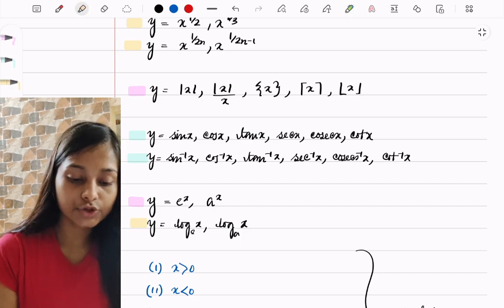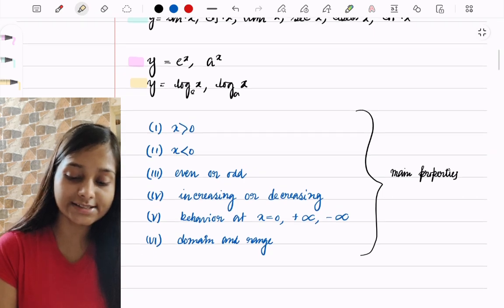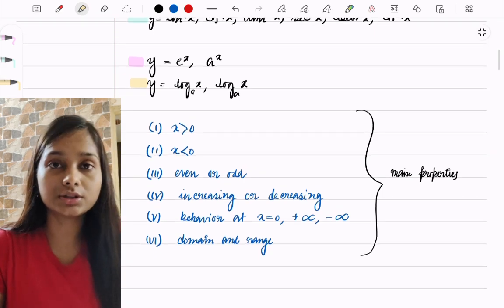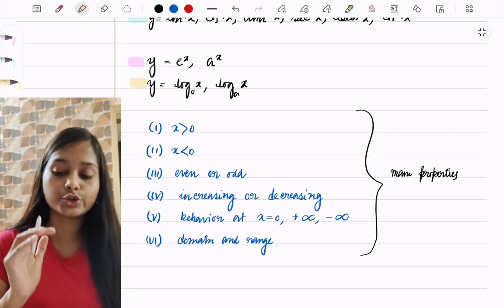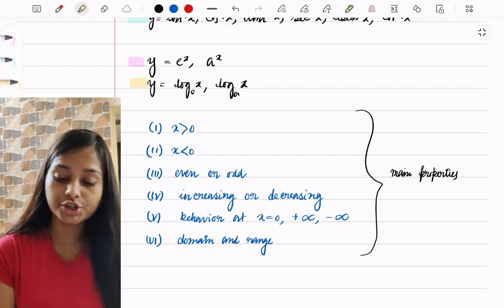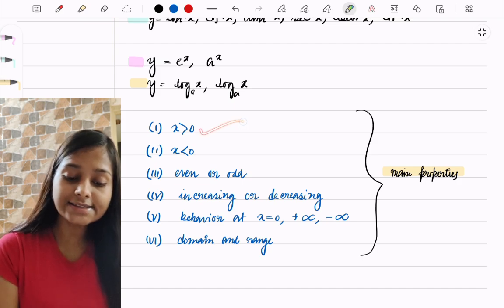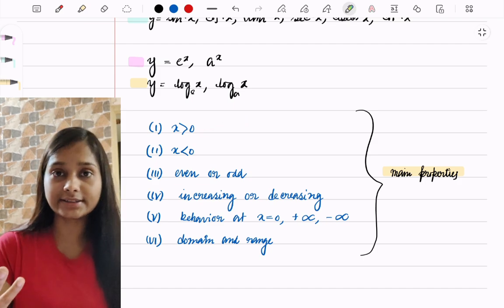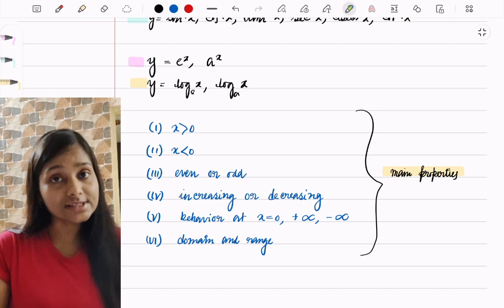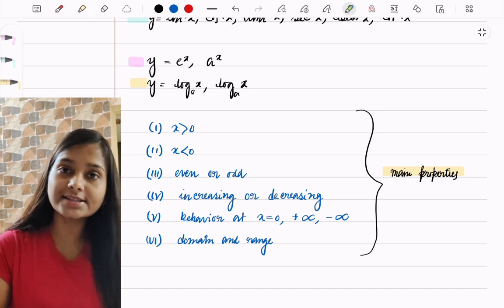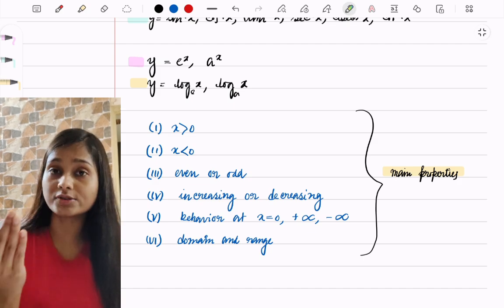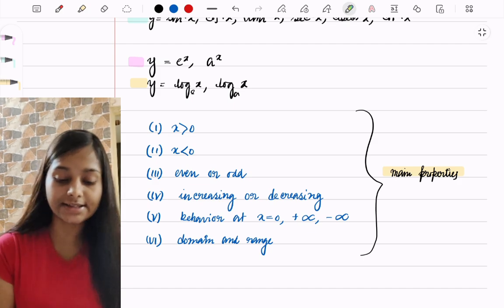Okay, so what will we discuss about the graph of these functions? The main properties which we will discuss here are x greater than 0. So what does x greater than 0 mean? x greater than 0 means it is the positive x-axis. So how does the function behave in the positive x-axis, that we will discuss.